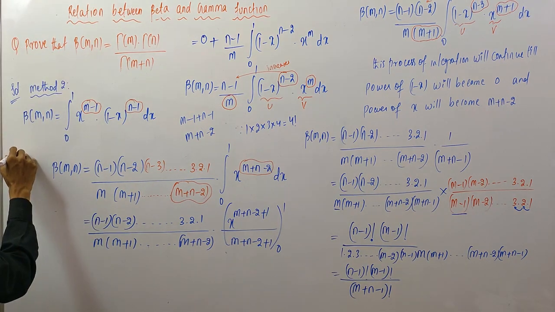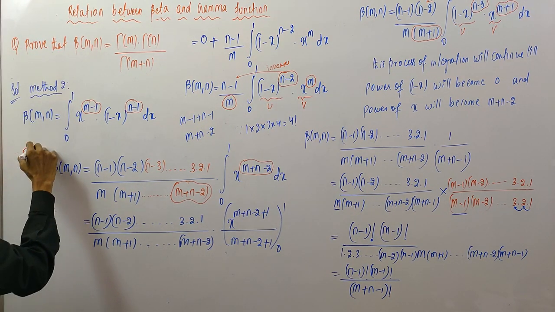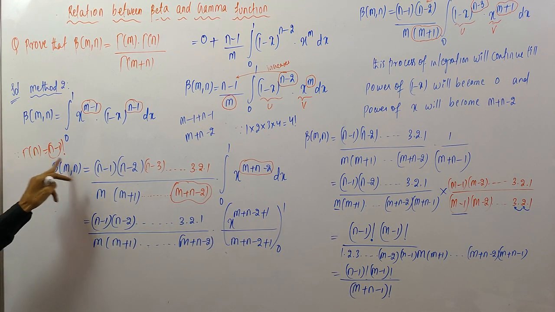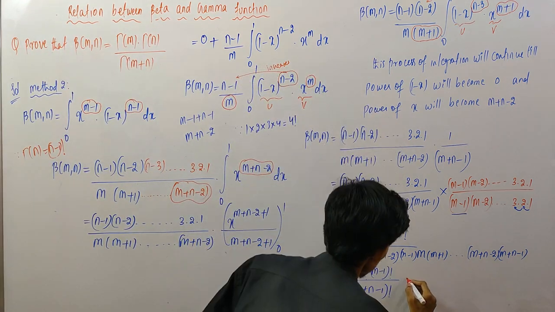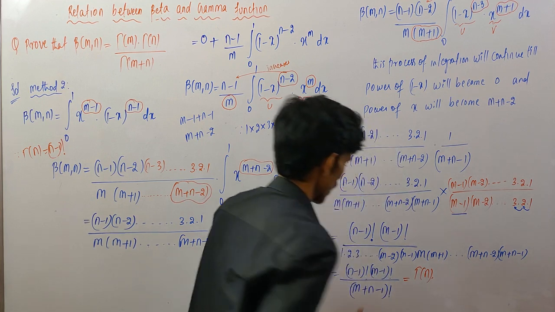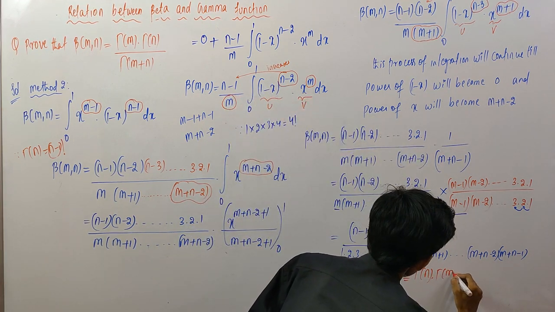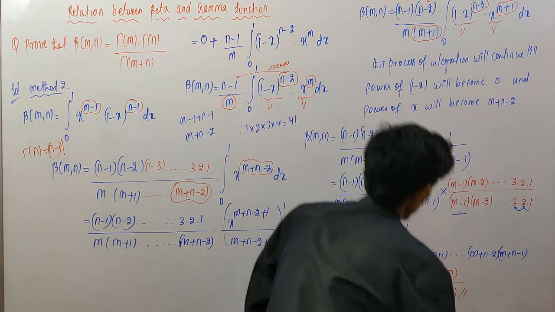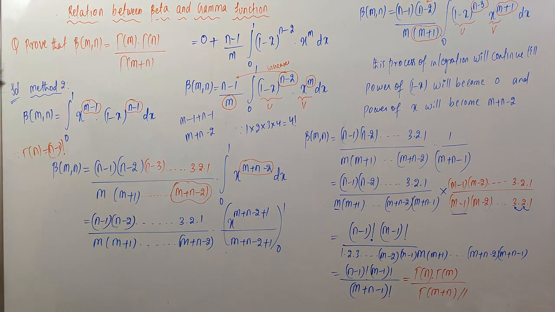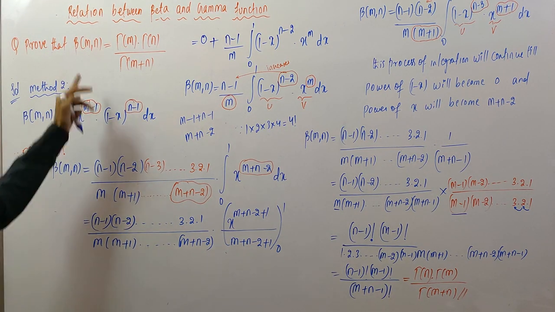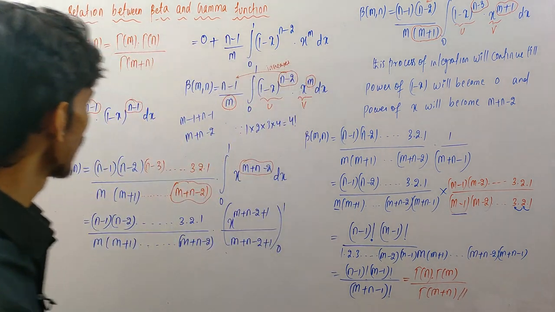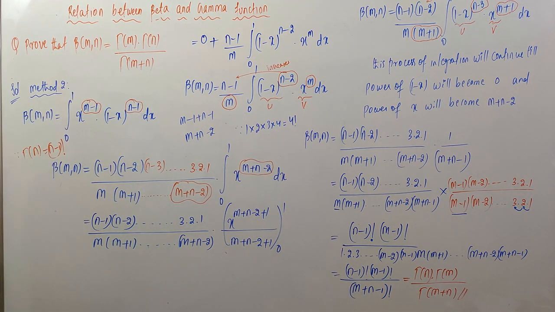We know that gamma of n can be written as n minus 1 factorial. So gamma of n is n minus 1 factorial. Here I have n minus 1 factorial, so this can be written as gamma of n. M minus 1 factorial is gamma of m divided by, here I have gamma of m plus n. So this is the procedure to derive the relation between gamma and beta function with the help of beta function. We have adopted one more method. In that method we have used gamma function to evaluate the relation. Here we have used beta function to evaluate the relation.